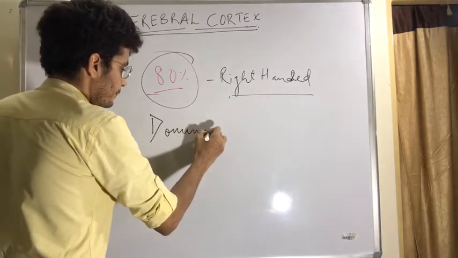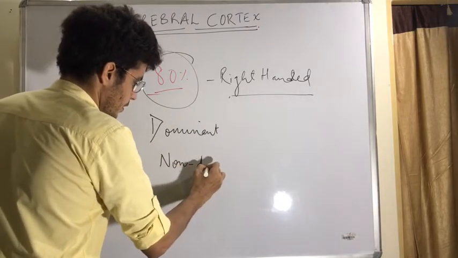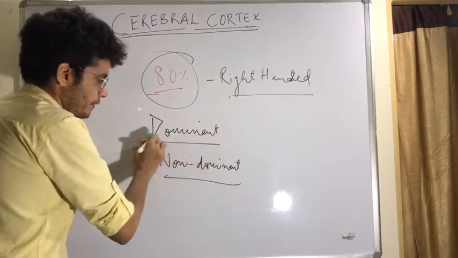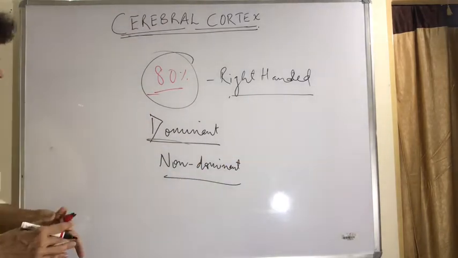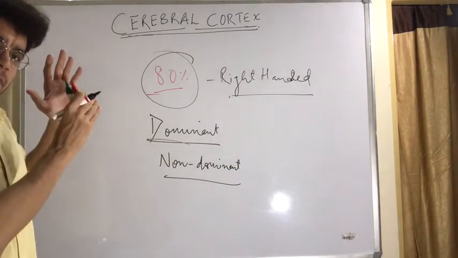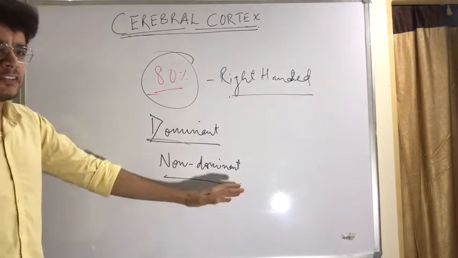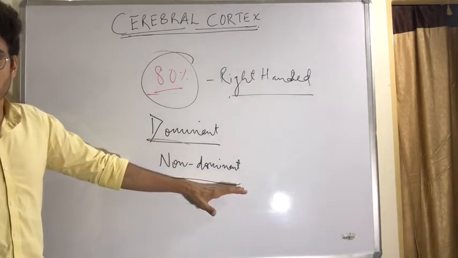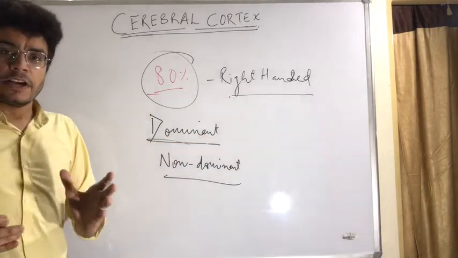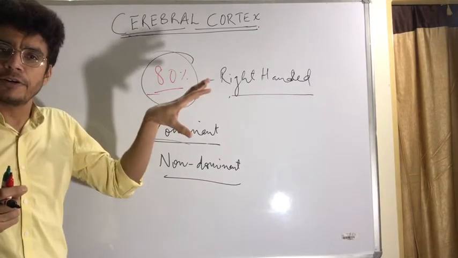Dominant and non-dominant hemisphere. Now this term is almost obsolete nowadays, because dominant and non-dominant itself suggests that one side of the hemisphere does all the work and the non-dominant is kind of useless. No, that's not the thing. When we say 80% of the people are right-handed, it means the left side is dominant. What does it mean?